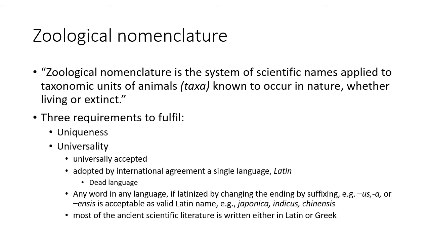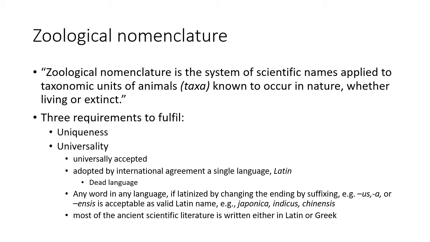Next is universality. So the name that is given should be universally accepted. If we use different names, for example, something in Bengali or in Marathi or in Kashmiri or different languages, then the people of different regions might not be aware of the local name. Anyway, the system that is universally accepted is that we use a single language, Latin, which is dead, so it's not changing anymore. The people who came up with this code accepted at that time that we name species using this language.